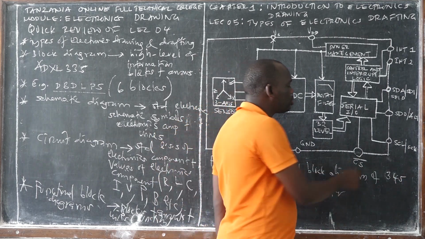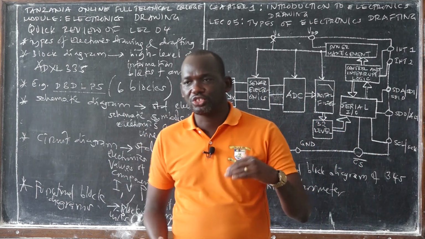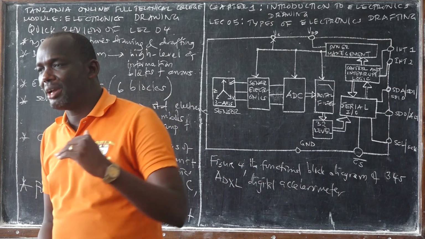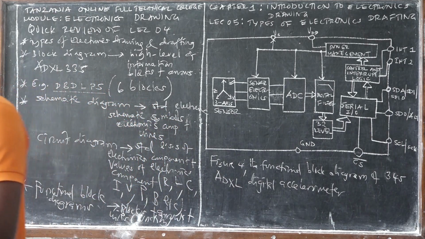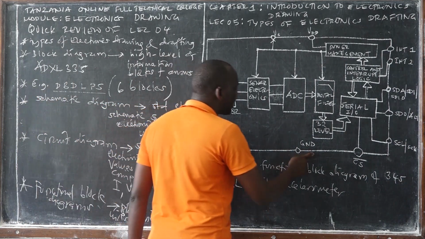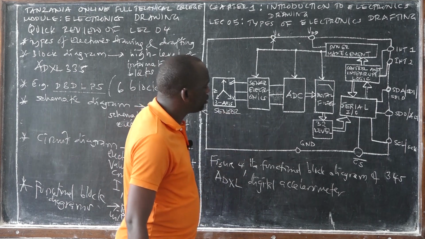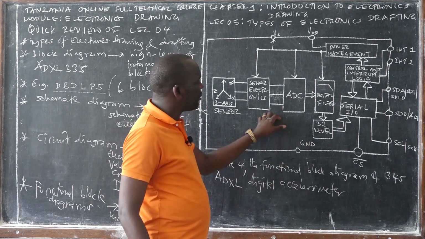Say serial clock signal. With the serial clock signal, you hear about the clock signal, you hear about the interrupt, you hear about whatever. That's all about digital electronics. So simply, that's what has been presented. And this is the ground pin. Say ground. So this is the ground pin. And some of the blocks will be connected.